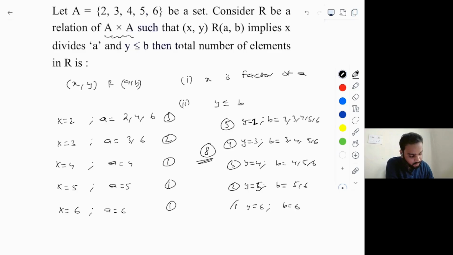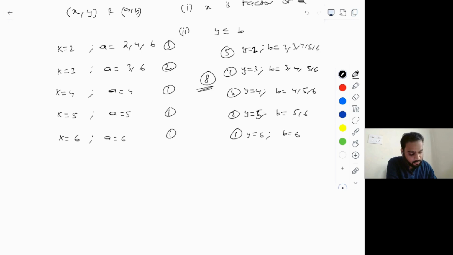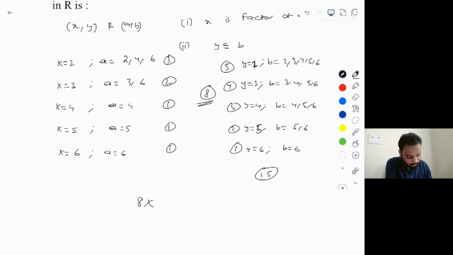Okay. So let us check how many combinations of y and b are possible. 5 plus 4, 9, 9 plus 3, 12, 12 plus 2, 14, 14 plus 1, 15. So which means this x and a combinedly can be put in 8 ways totally, and then y and b combinations are totally 15 in number.